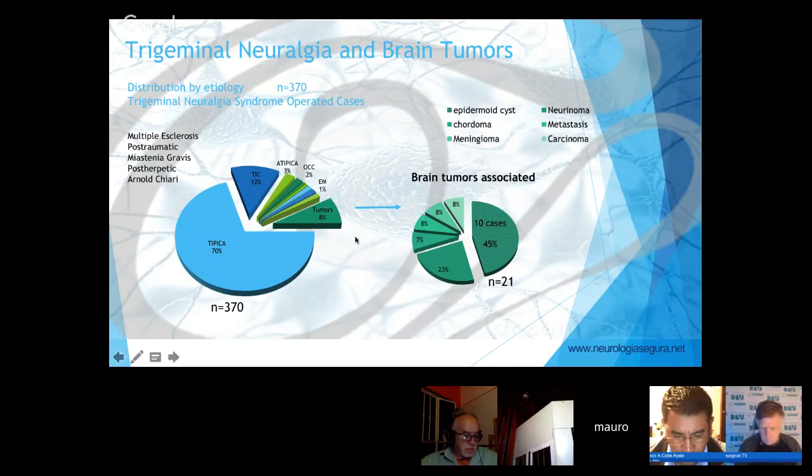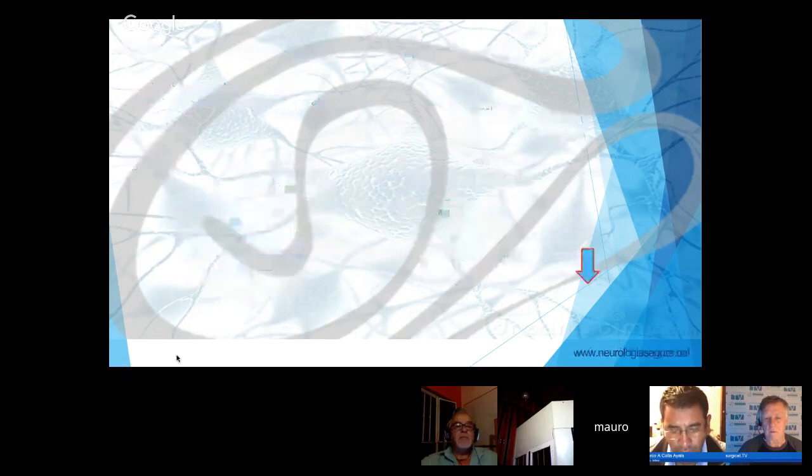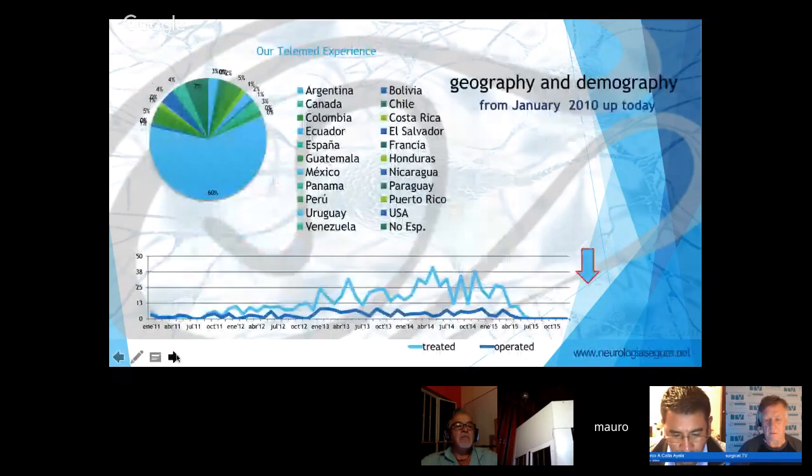In our experience of about 370 cases, 8 to 10% represent brain tumors, as we can see in this table on the right, including all these types. However, in about 10 cases we have 1 or 2 cases of each. Half of them represent epidermoid cyst.